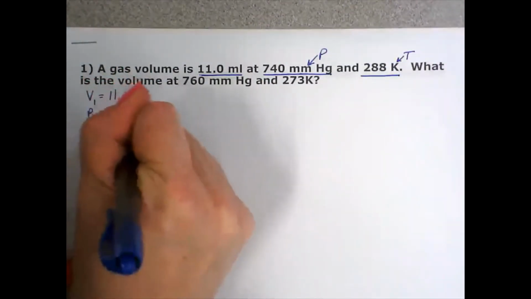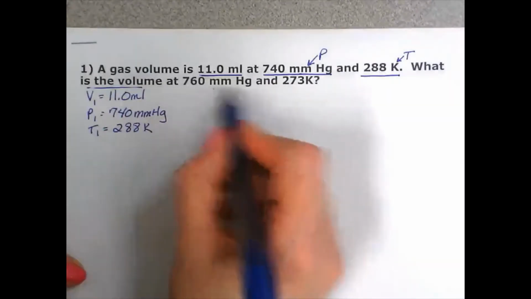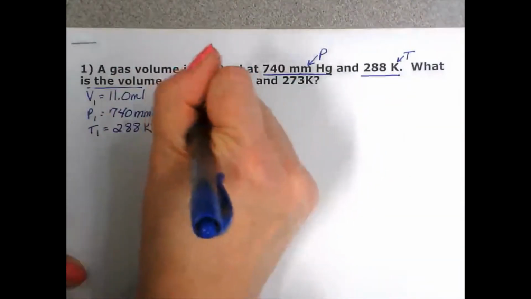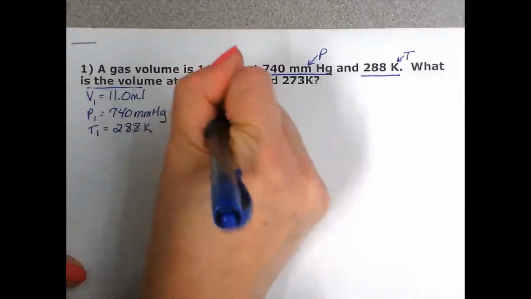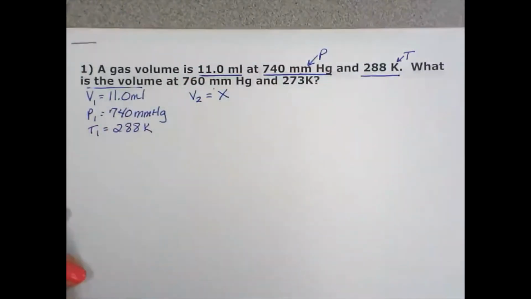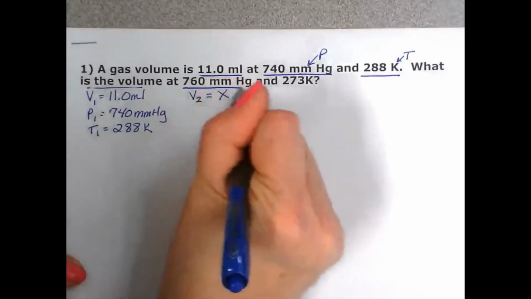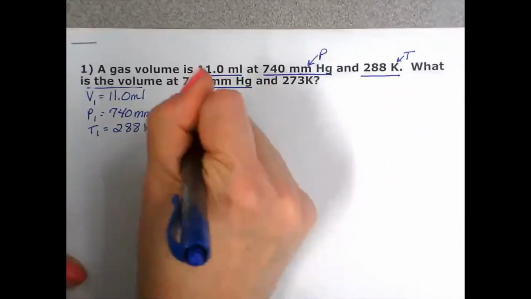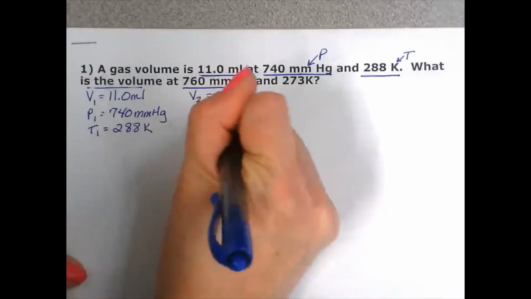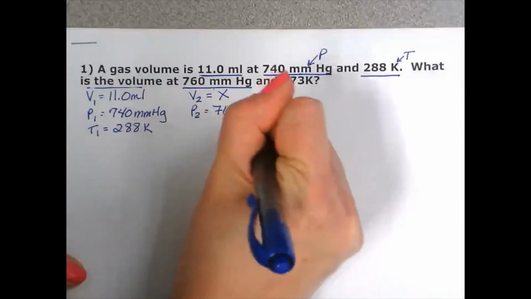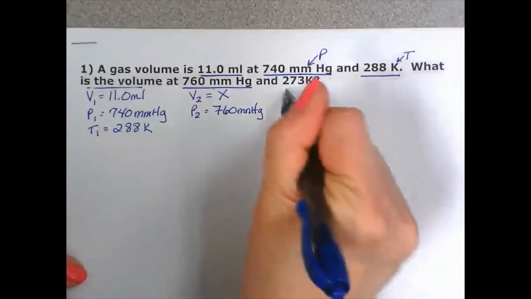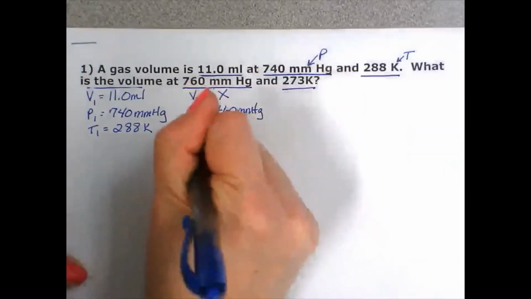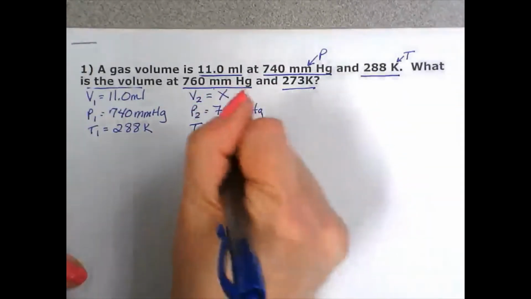So that's T1. It says, what is the volume at a new pressure and temperature? So that means our second volume is what we're trying to find, so we're going to make that X. And we see 760 millimeters of mercury. Again, millimeters of mercury was pressure. So our second pressure is 760 mmHg. And then we have another temperature. That's going to be T2.